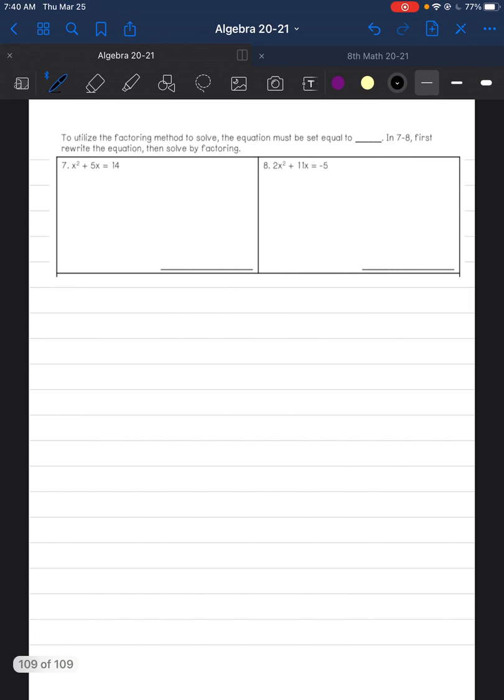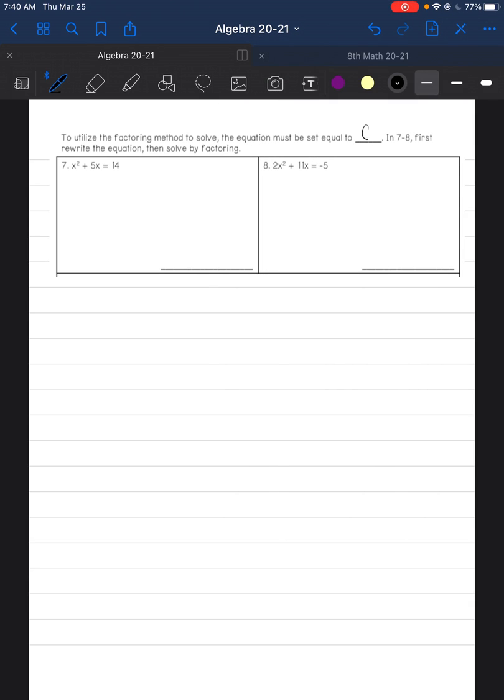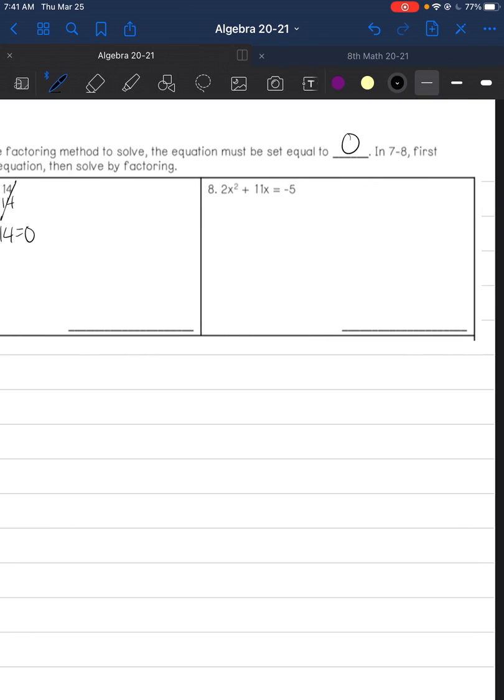Okay. To use the factoring method to solve equations, the equation must be set equal to 0. In 7 through 8, first rewrite the equation and then solve by factoring. So when we mean rewrite the equation, I'm just going to show you that part. We're going to subtract 14 from both sides so that cancels out and equals 0. So x squared plus 5x minus 14 equals 0. That's where you would start factoring.